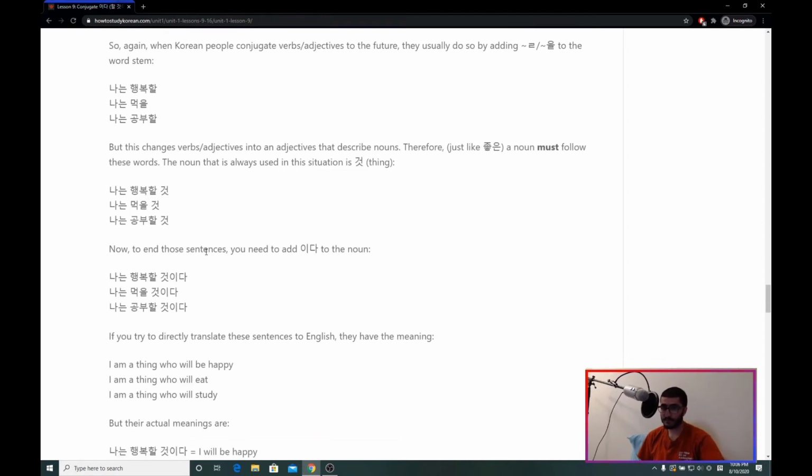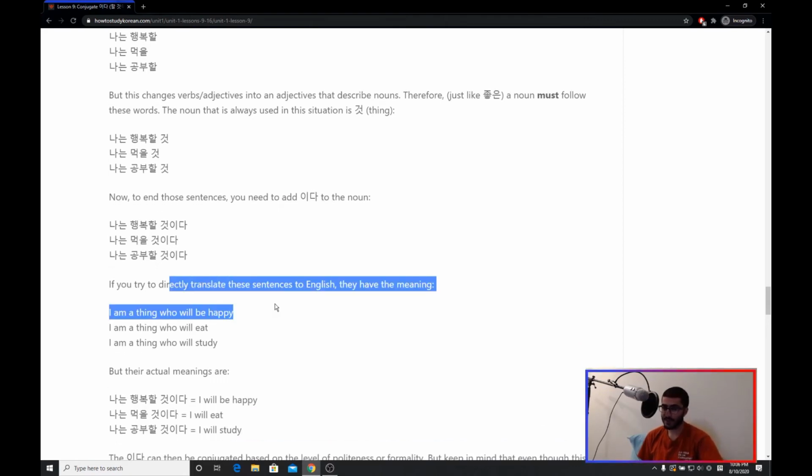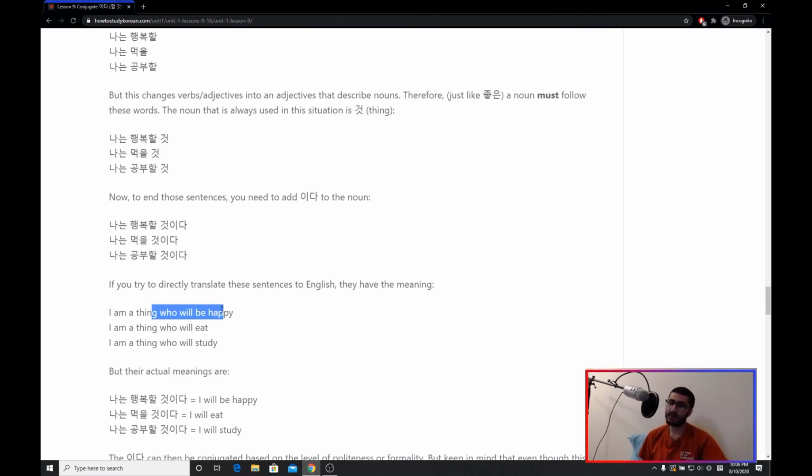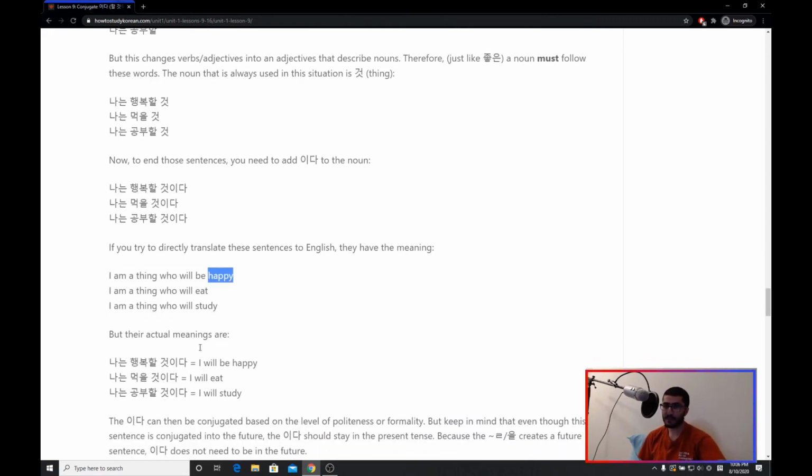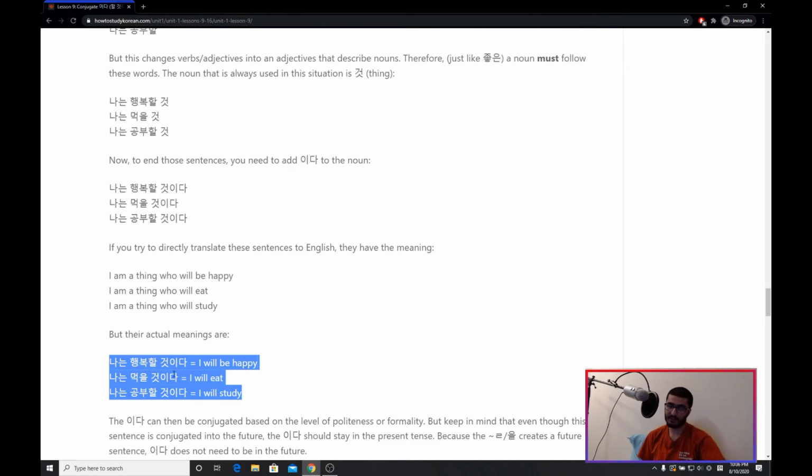Now, to end the sentence, we just add 이다 to the noun. So 것이다. So 행복할 것이다, 먹을 것이다, 공부할 것이다. Now, if you directly translate these sentences to English, they mean I am a thing who will be happy, or I am a thing who will eat, or I am a thing who will study. I have never thought of it that way. It's just, I'll study, or I will eat, or I will be happy. So yeah, that's their actual meaning.